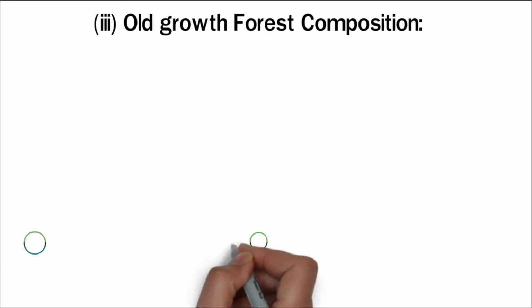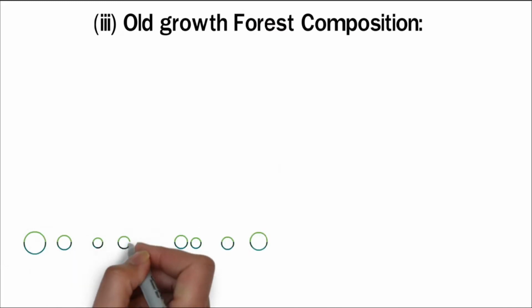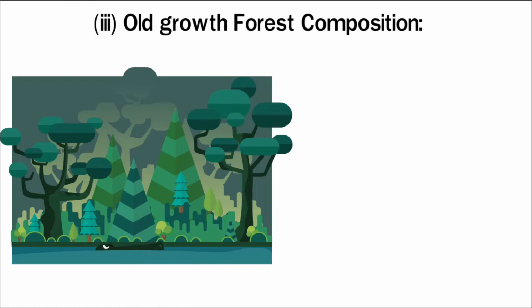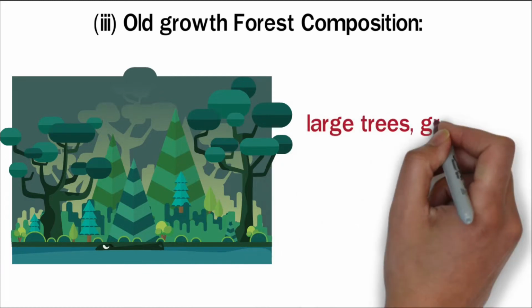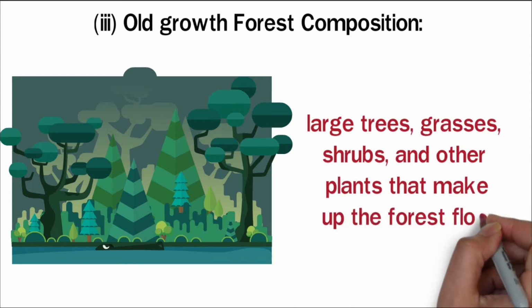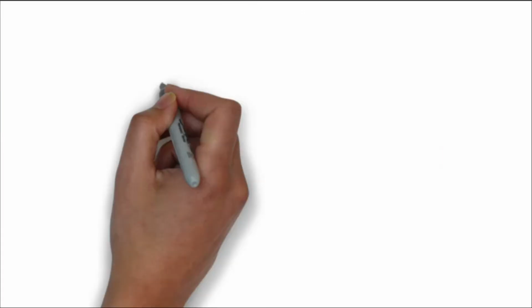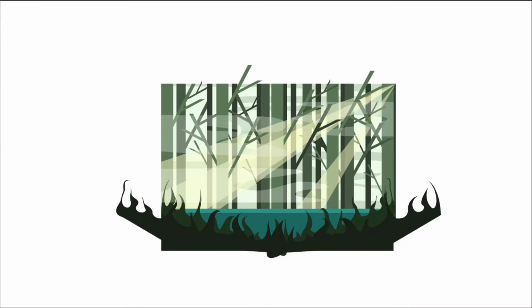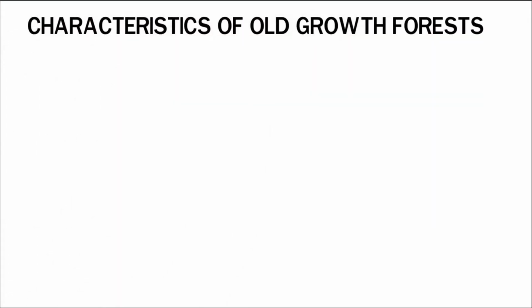Old-growth forest composition. The composition of an old-growth forest has to do with the different types of plant species that are in the forest. Old-growth forests consist of large trees, grasses, shrubs, and other plants that make up the forest floor. The composition of an old-growth forest can be defined by the plant species that are currently present in the forest.